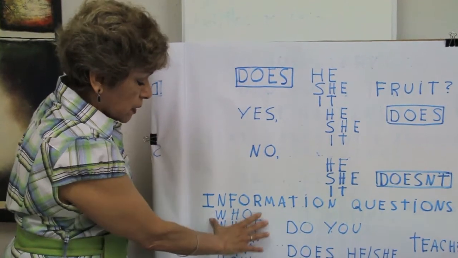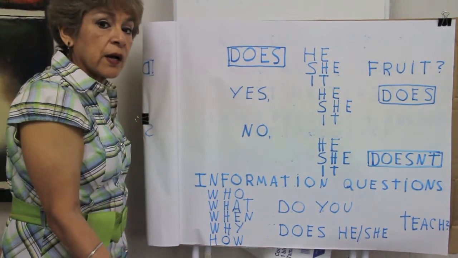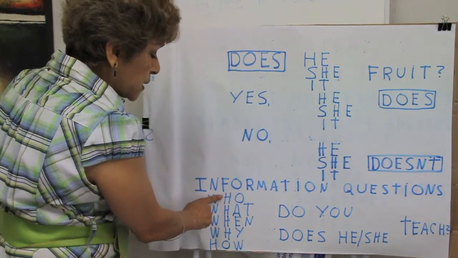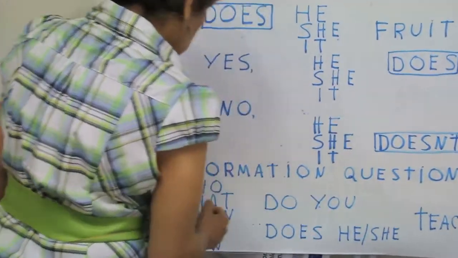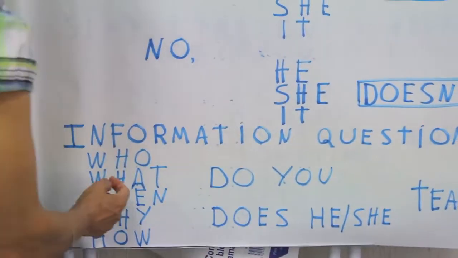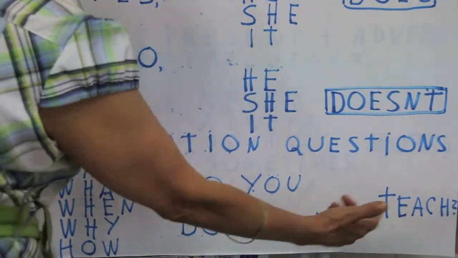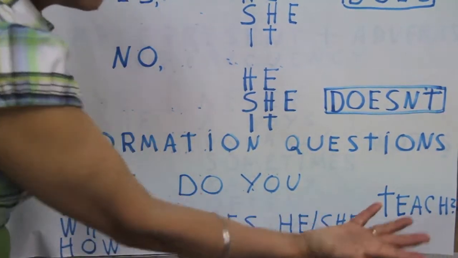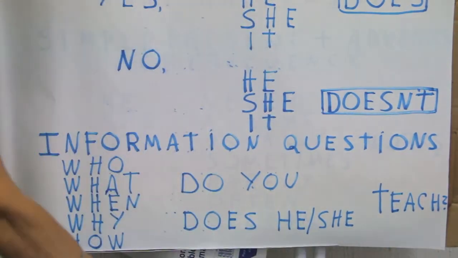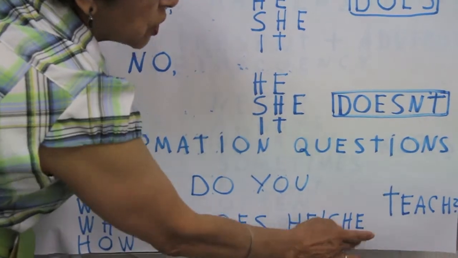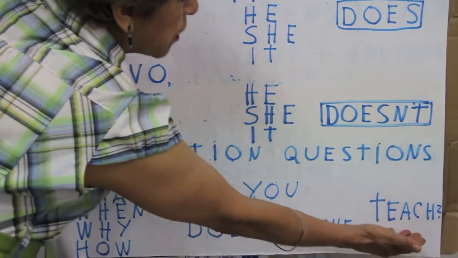Information questions. We present the question words, WH, with an exception of how long, how much, how many. The structure is WH word, auxiliary according to the subject, and then the verb. Who do you teach? What does he teach? Why does he work? How does he play? The simple form of the verb is necessary here. It doesn't matter if here is he, she, or I, you, we, they, simple form. Why? Because the auxiliary is do and does plus the simple form of the verb.